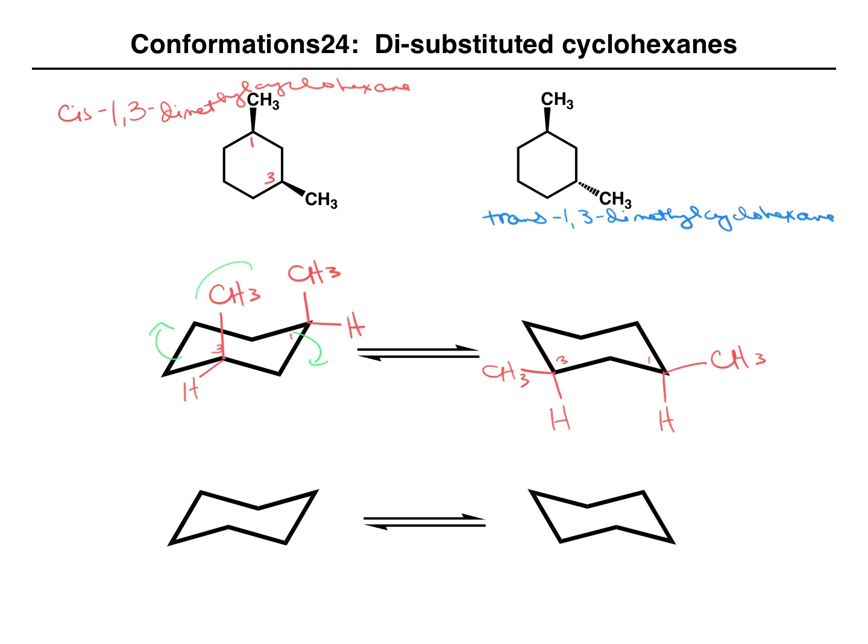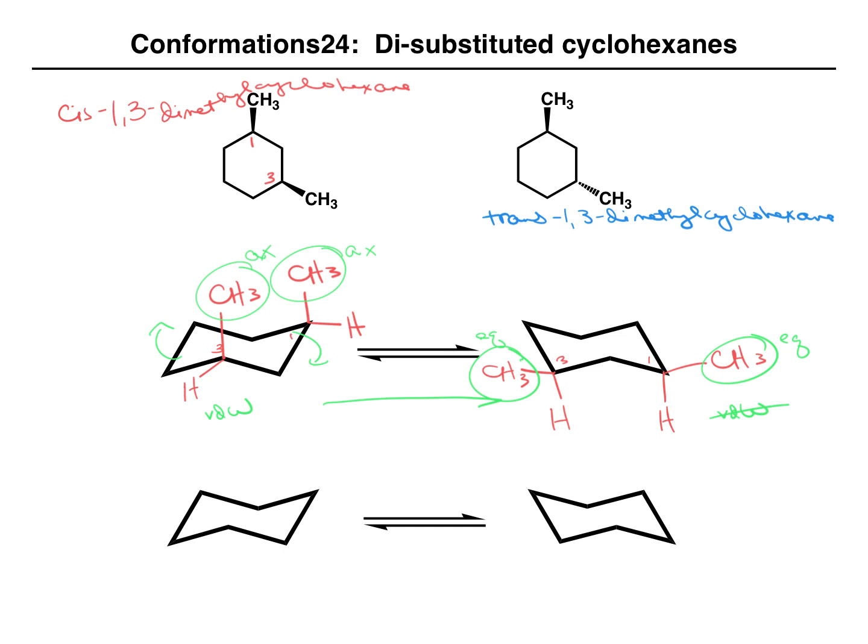So here we have two methyl groups that are axial, and in the conformation on the right, our methyl groups are equatorial. So the conformation on the left has van der Waals strain due to two axial methyl groups, and the conformation on the right has no van der Waals strain. So the conformation on the right is more stable, which means the equilibrium lies to the right.